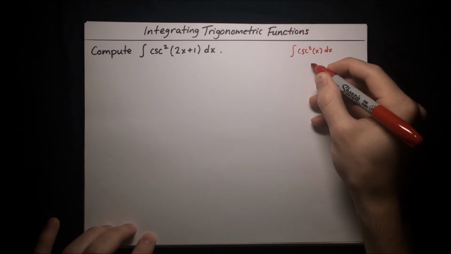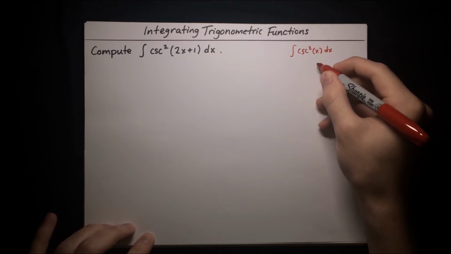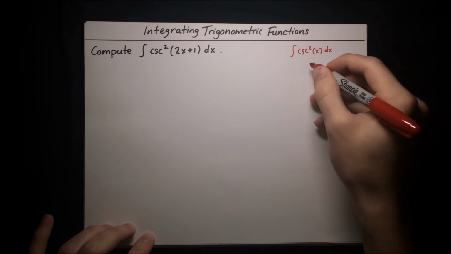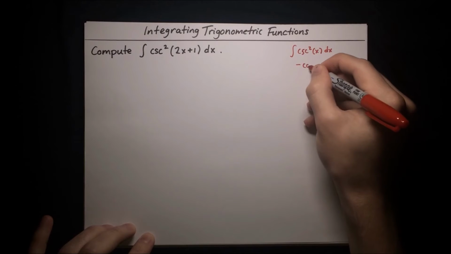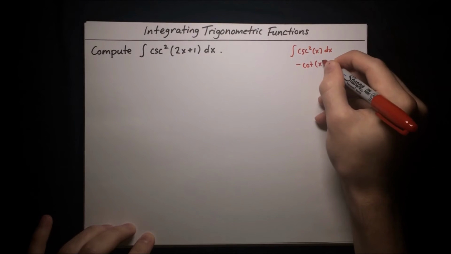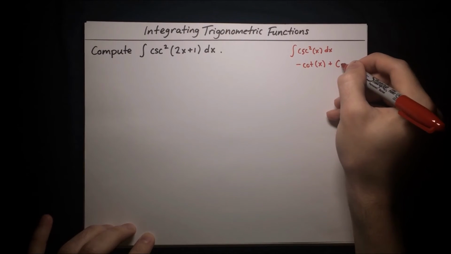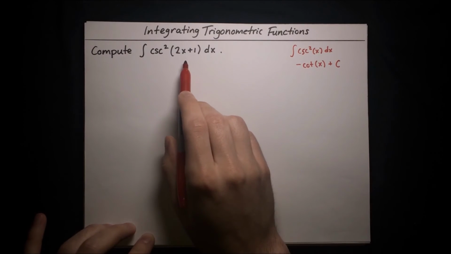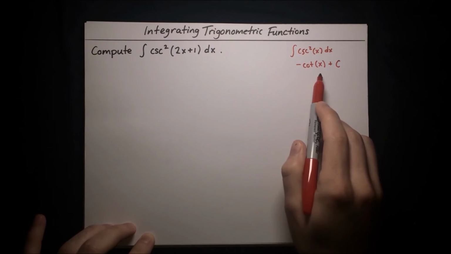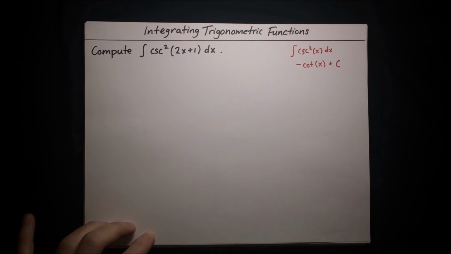easier to solve. The derivative of cotangent is negative cosecant squared, so the integral of cosecant squared would just be negative cotangent plus our constant. But in this problem here, we've got an input of 2x plus 1 rather than an input of just x. So what do we do?